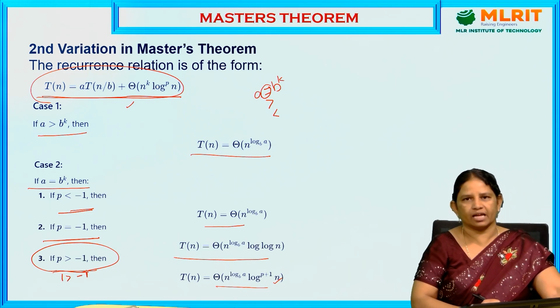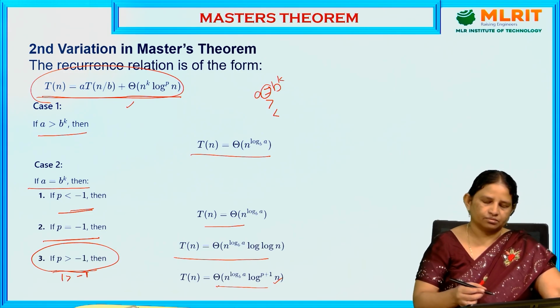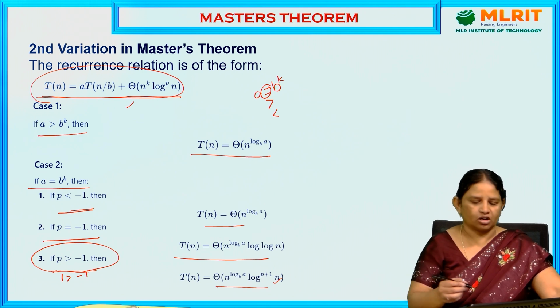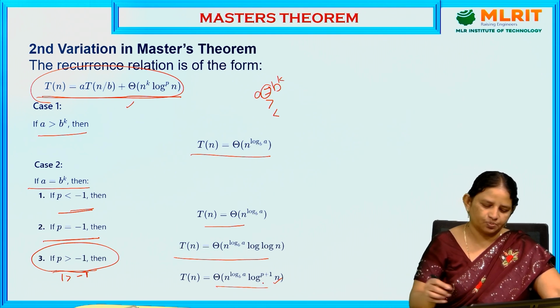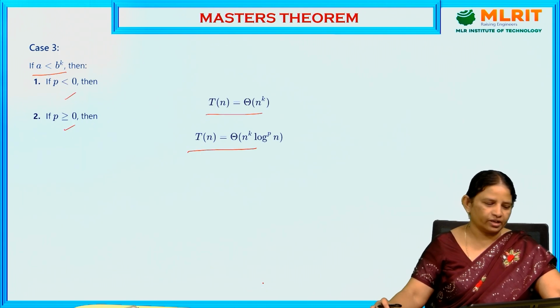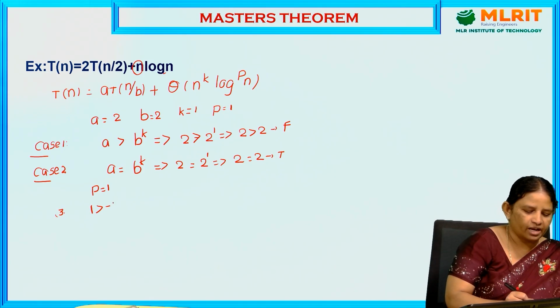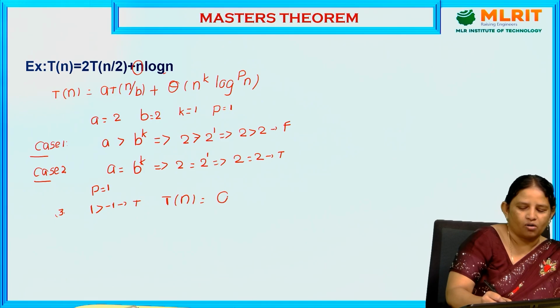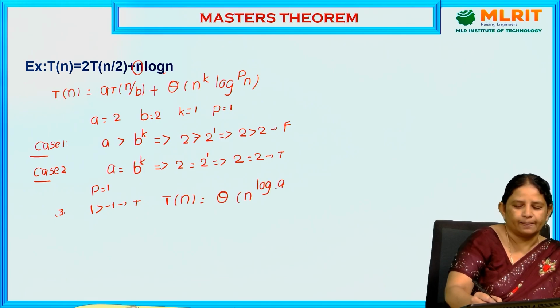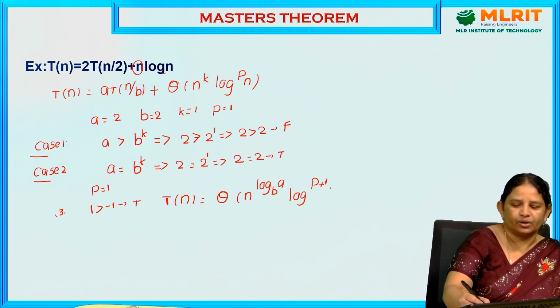1 is greater than minus 1. Then what is the T of n, the time complexity, theta of n to the power of log a base b log to the power of p plus 1 into n. Under this case, 1 greater than minus 1 condition is true. Then the time complexity T of n equal to theta of n to the power of log a base b into log to the power of p plus 1 into n.